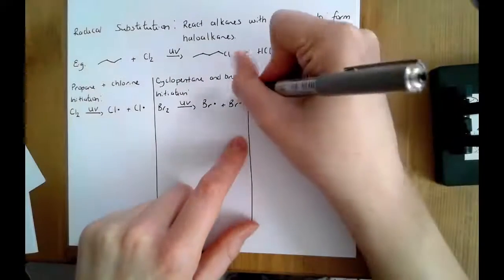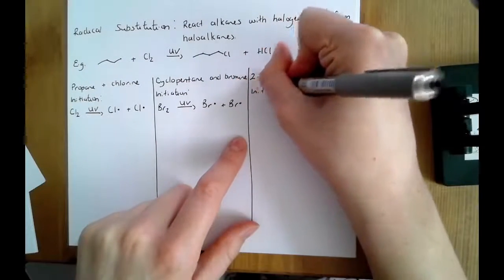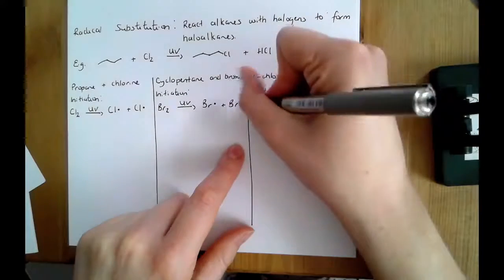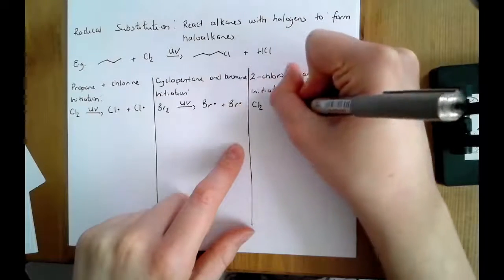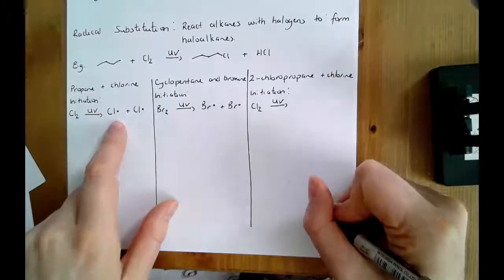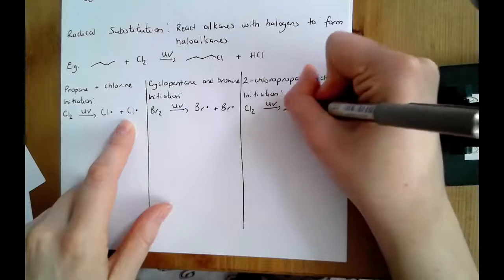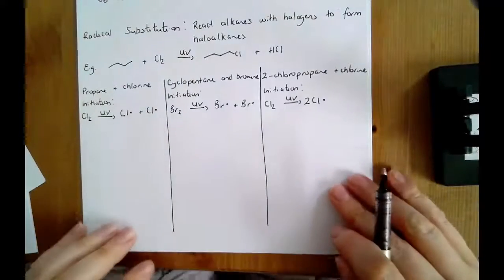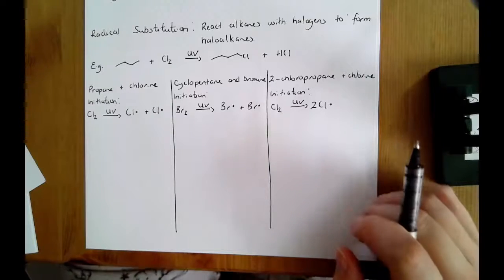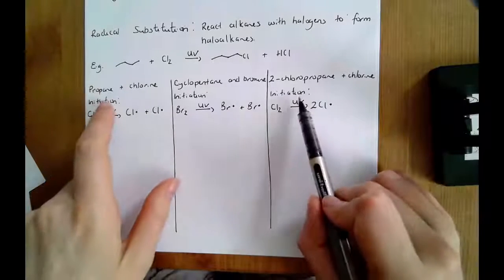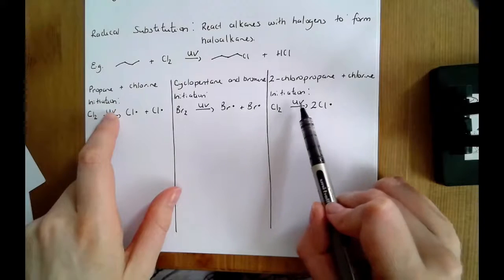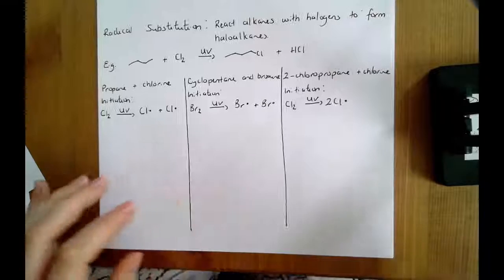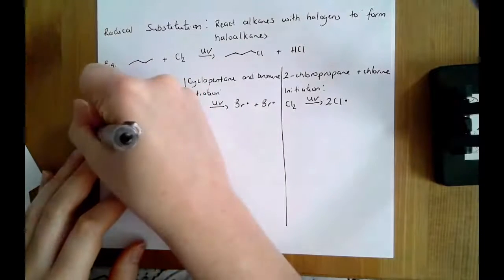And for the last step, again, my halogen is chlorine. So my initiation step is going to be exactly the same as what I had over here. Cl2 in the presence of UV light, and I form two Cl radicals, which I could also represent as Cl dot plus Cl dot, or 2Cl dot. So that's going to be your first step in all of these mechanisms. Make sure you know the name, initiation, make sure you know the conditions, UV light, and make sure you can write that equation. The next step is called propagation.